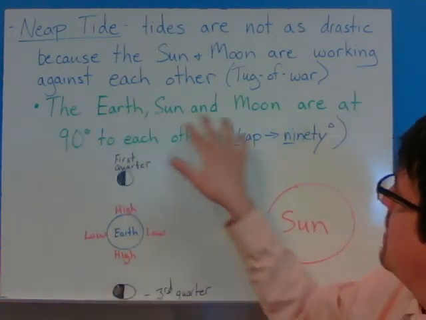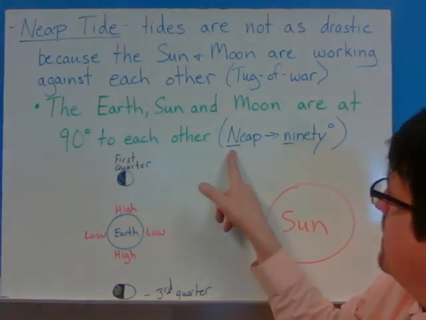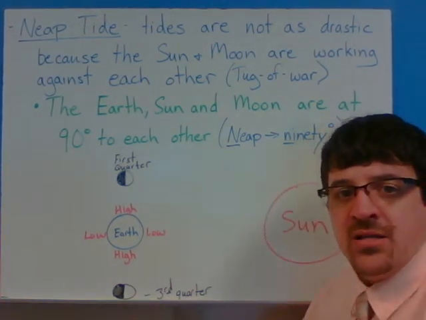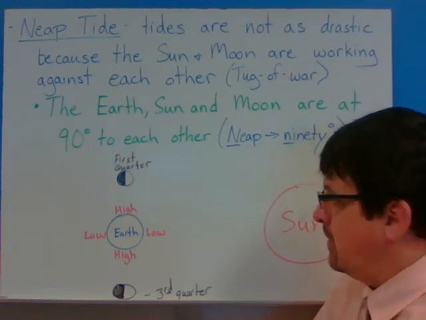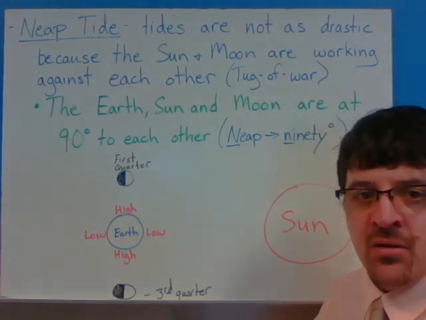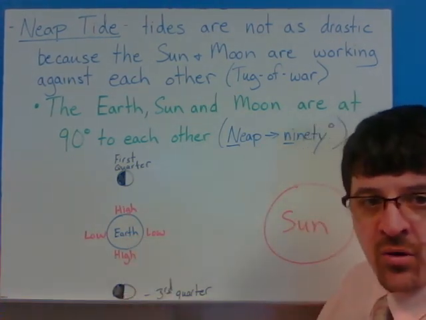So, the earth, the sun, and the moon are at 90 degrees to each other. So remember this: a neap tide is 90 degrees. The sun, the earth, and the moon are at 90 degrees to each other, or down here in a third quarter.